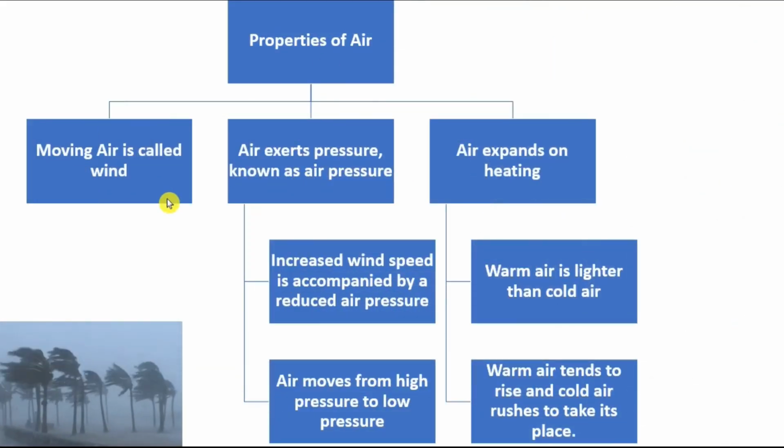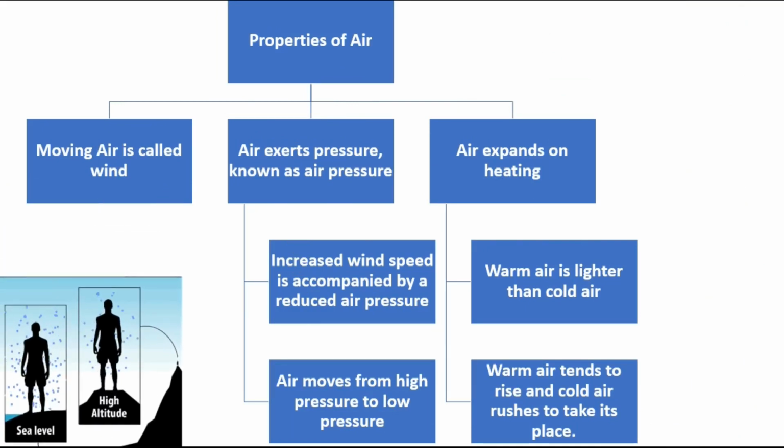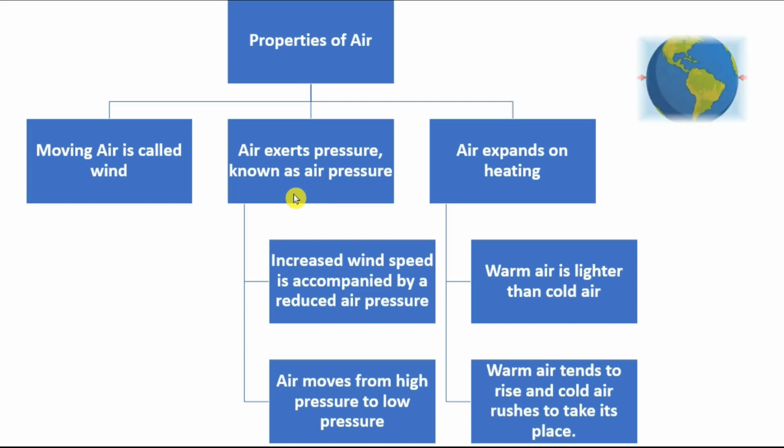The properties of air. Moving air is called wind. When air moves from one place to another, it is called wind. The air exerts pressure, known as air pressure. The air around you has weight and it presses against everything it touches. This is called air pressure or atmospheric pressure. It is the force exerted on the surface by the air above it due to the gravity of the earth. So, this is actually happening due to the gravity of the earth.